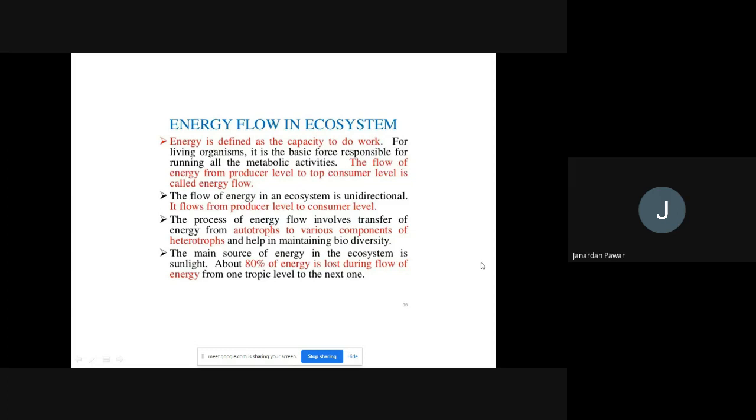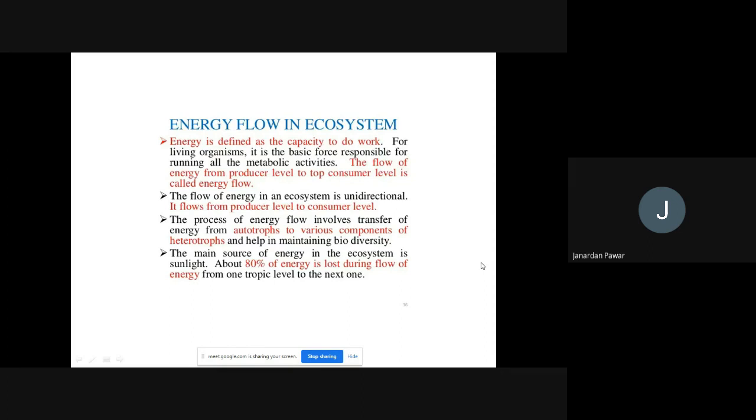Then the process of energy flow involves transfer of energy from autotrophs to various components, heterotrophs, and helps in maintaining biodiversity. The process is like this. It just transfers the energy from autotrophs to various components of heterotrophs. We have seen autotrophs and heterotrophs in the last slide. The main source of energy in this ecosystem is sunlight.